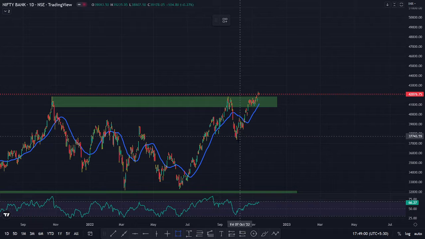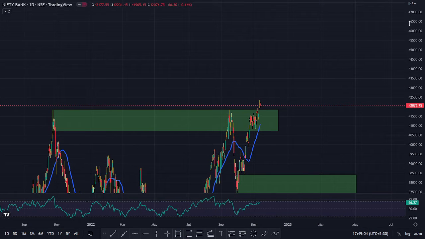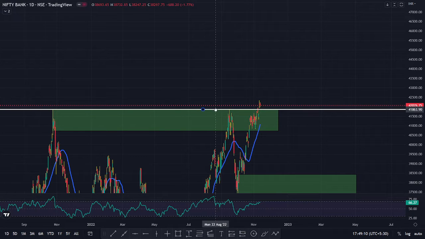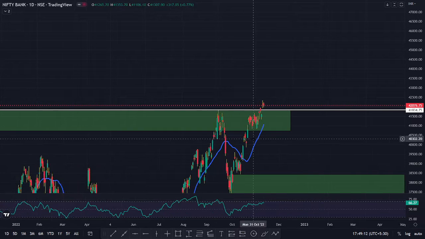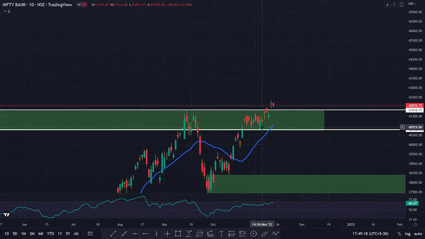And then our medium term demand zone is right here. And then a short term resistance line is here. I'll just adjust a little bit. Okay, so a short term resistance line is here, and then this is going to be a short term support zone because after this consolidation is where the market had a breakout. Now we are on the Bank Nifty's daily chart.